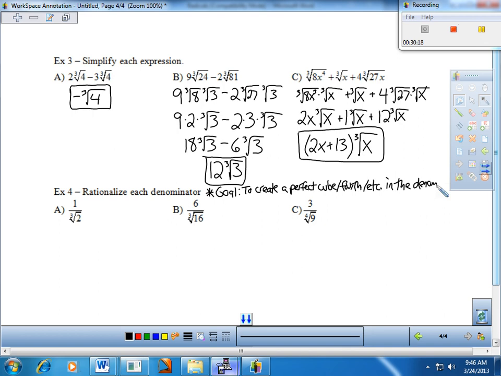In order to rationalize the denominator, I think what we're going to have to do is treat it in a slightly different way. And I'll show you what I'm thinking in just one sec, but make sure you have that piece down.